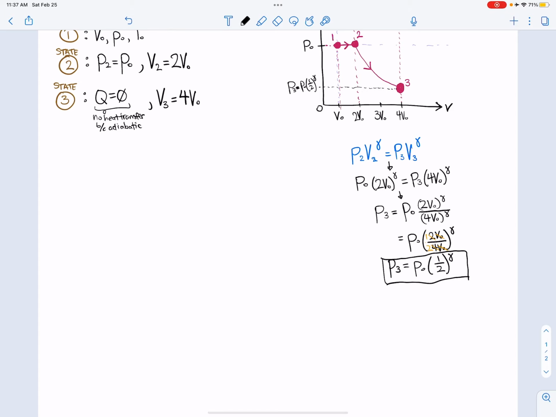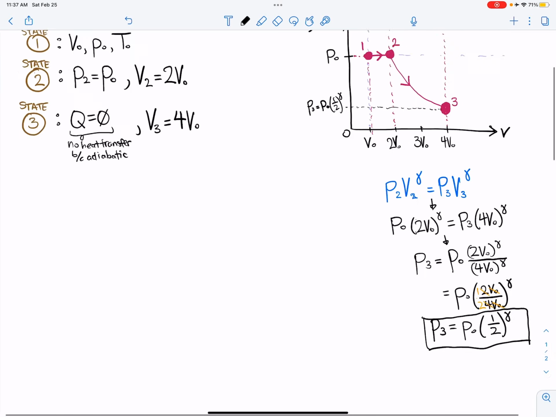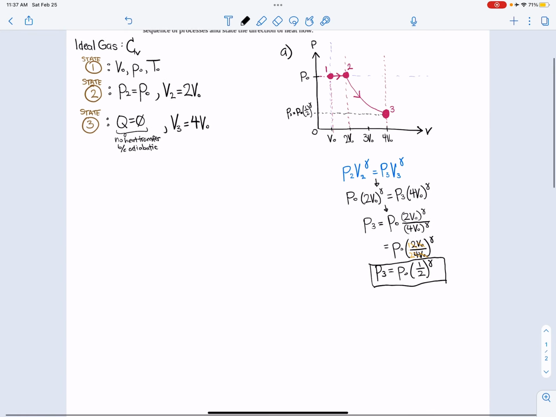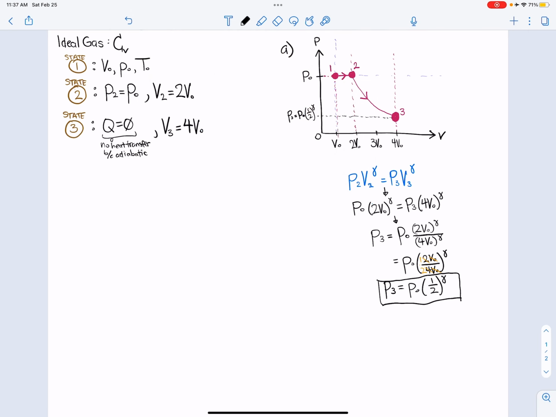This should be an equal sign. Let's fix that. P3 equals P naught times 1/2 to the power of gamma, okay? So that's what we found. So that is the answer to part A, right? The PV diagram, and we listed down the pressure and volume based on P naught and V naught, which were given, okay? So moving on, let's go to part B.